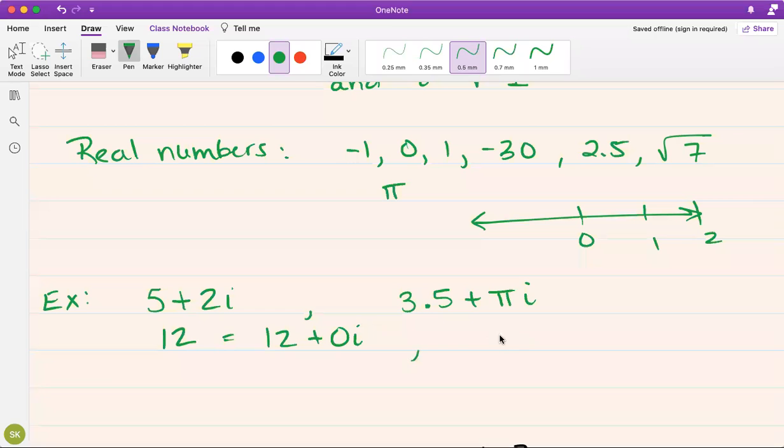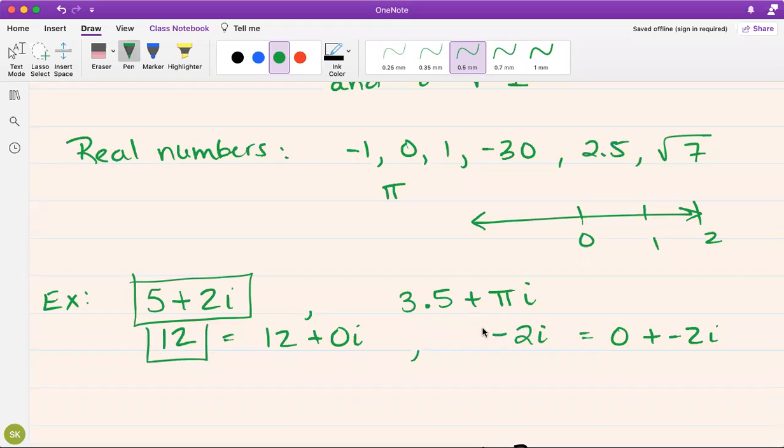We could also have something like negative 2i, which is 0 plus a negative 2i. So the real part of the complex number is 0, which we don't have to write, and we just get the imaginary part. So complex numbers look like this, look like this, and look like this. You have a plus bi, where a and b can be 0 or any real number.